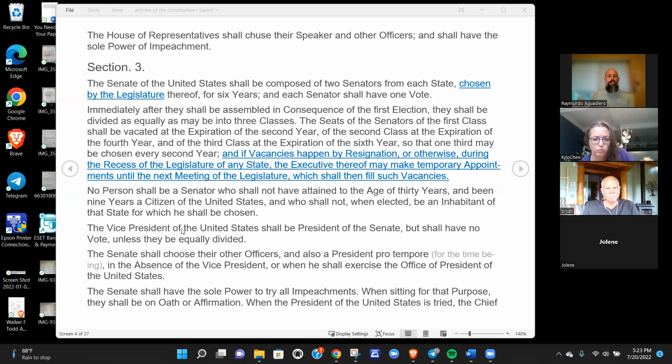All right, the vice president of the United States shall be president of the Senate, but shall have no vote unless they be equally divided. So this is just a fascinating part of the Constitution.